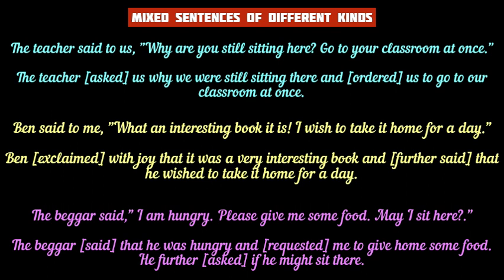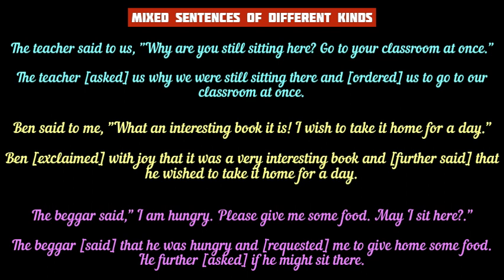Go to your classroom at once." Here in the direct speech, there are two sentences of different kinds. "Why are you still sitting here" is interrogative, and "go to your classroom at once" is imperative. So in the indirect narration, we have to use two different sets of rules, including two different reporting verbs appropriate for each of the sentences.